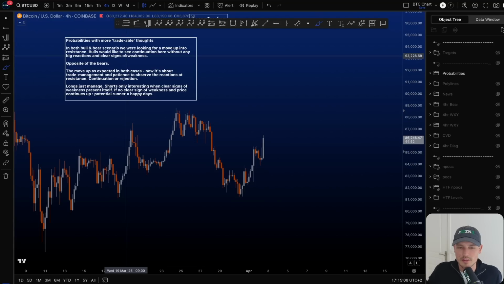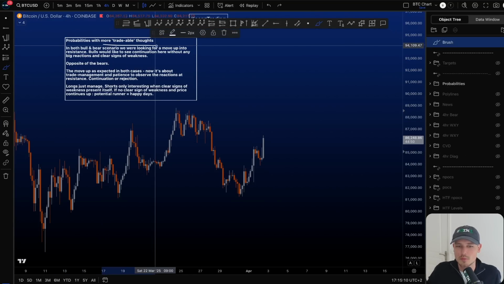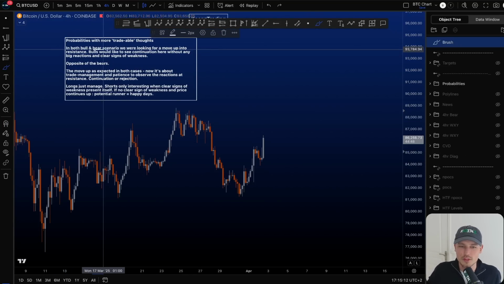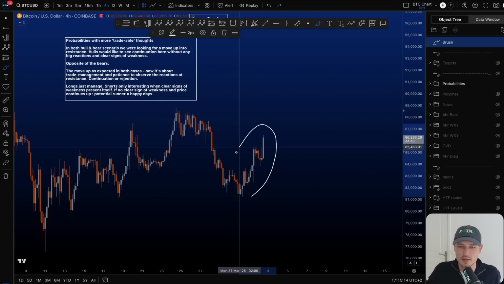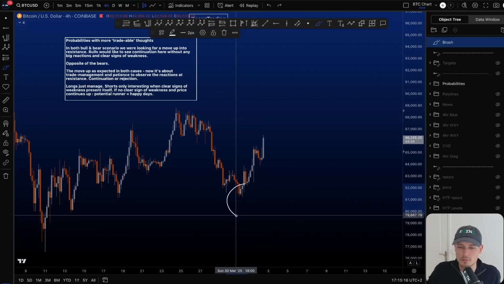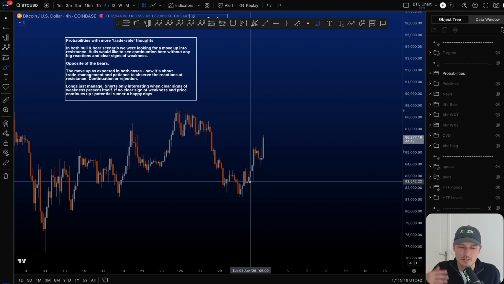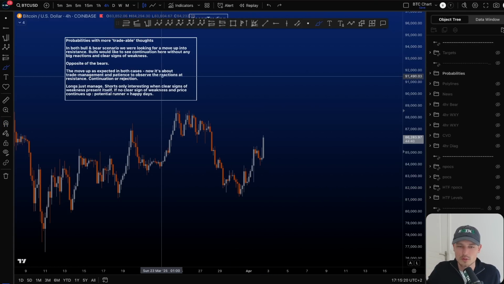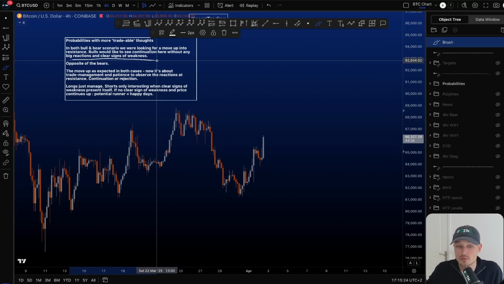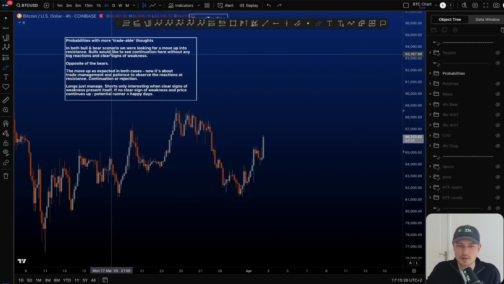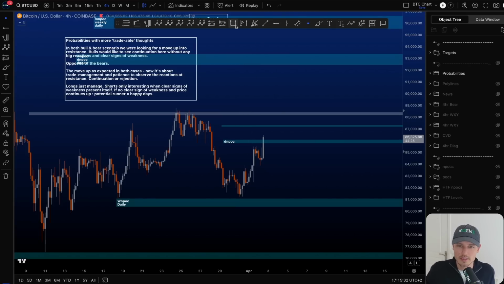And if we then look at the probabilities with some more tradable thoughts, then in both the bullish and the bearish scenario, we were looking here for a move to the upside from 81 to 80K, at least to 86K. The bulls, of course, now would like to see continuation without any big rejections, reactions, and clear signs of weakness, opposite to the bear. So how do I approach my trading? Well, it's actually quite easy.